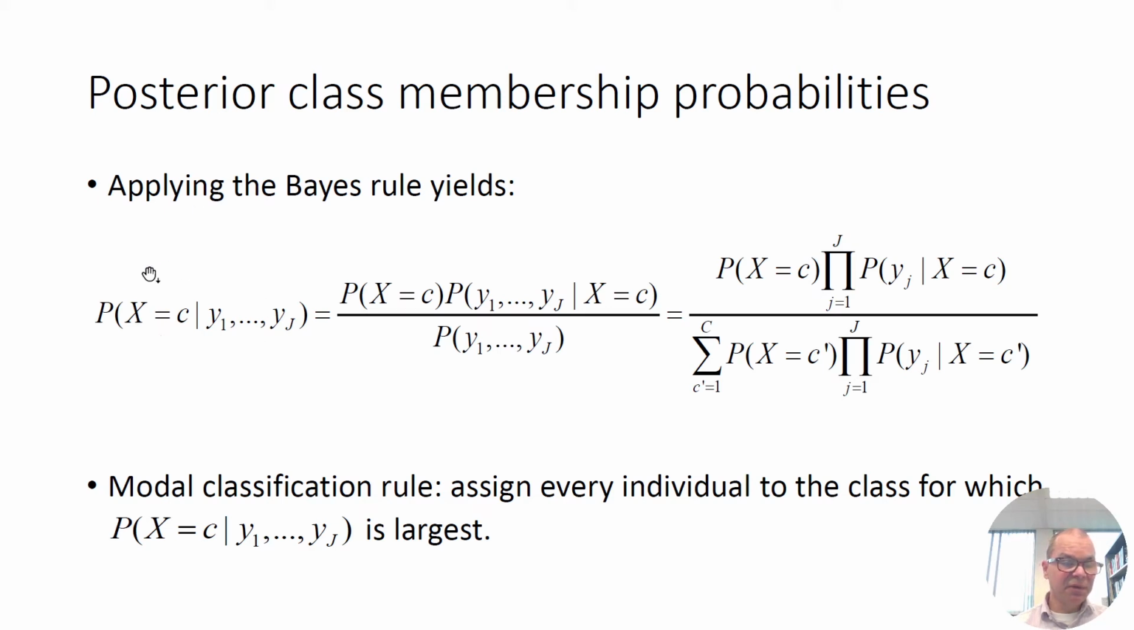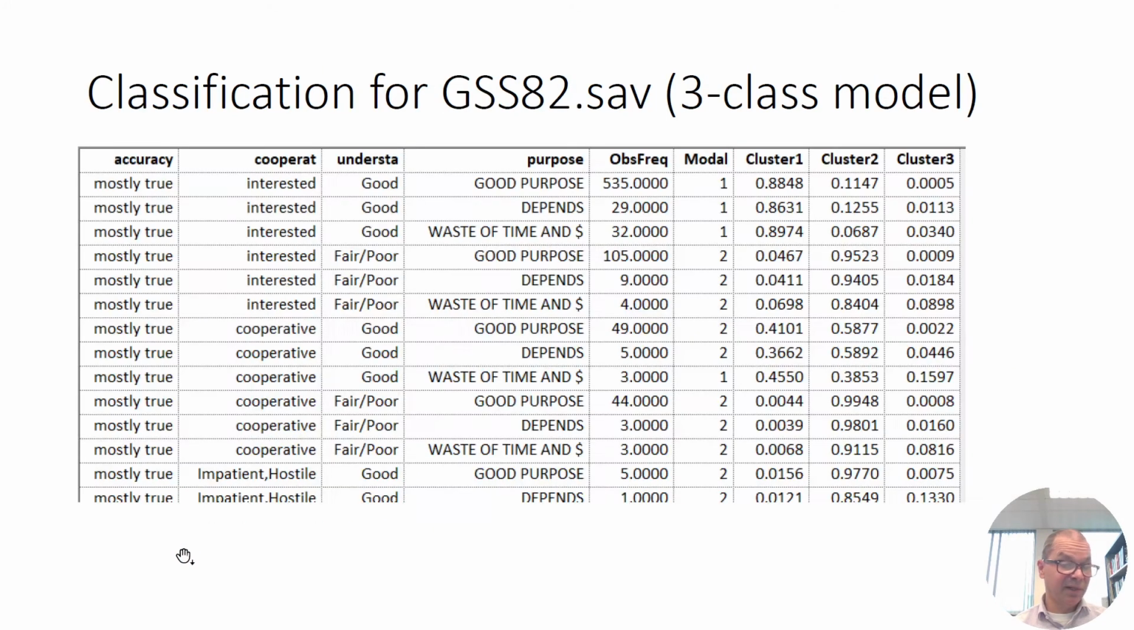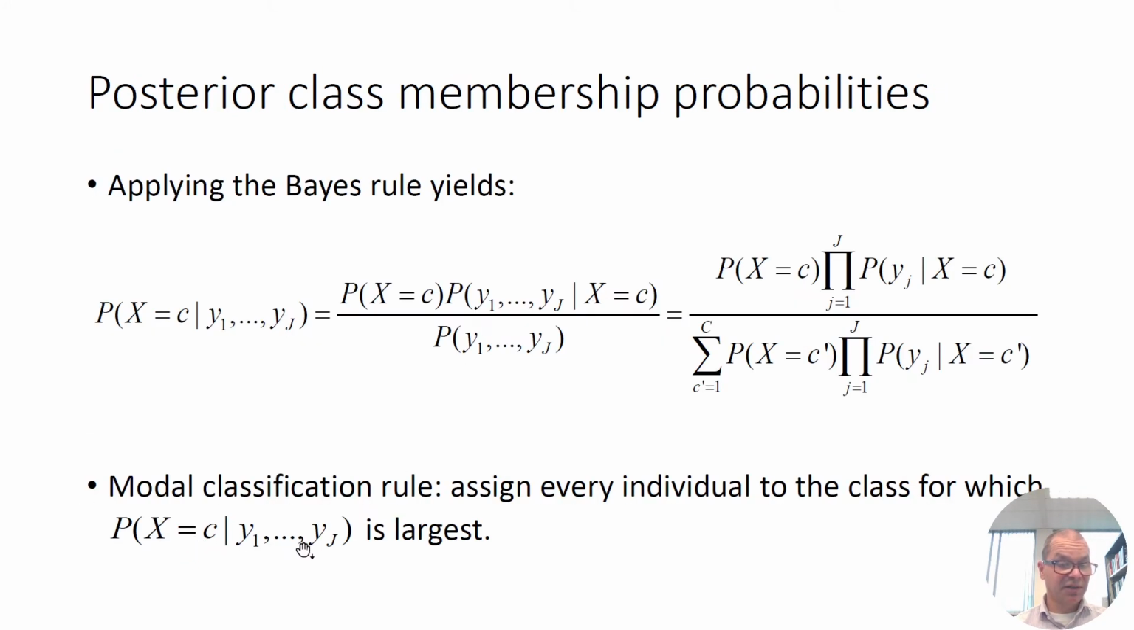Once we have the posterior class membership probabilities for every response pattern or for a particular individual, we can determine to which class a person belongs. The typical way of doing that is using what we call a modal classification rule. So we select the mode, which involves assigning every individual to the class for which the probability of being in the class concerned is largest.